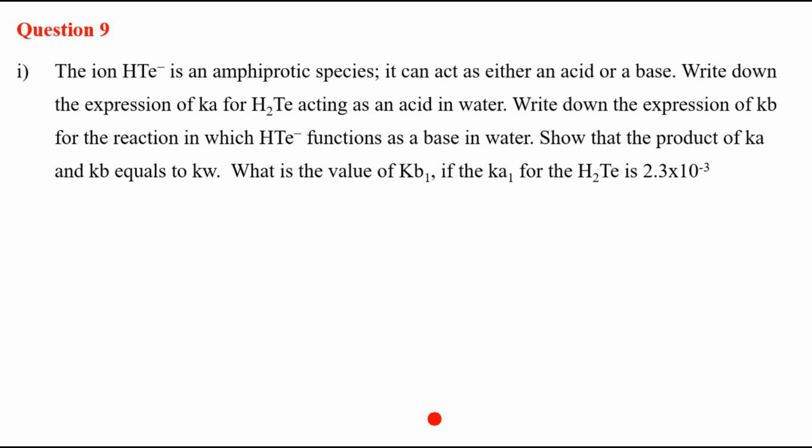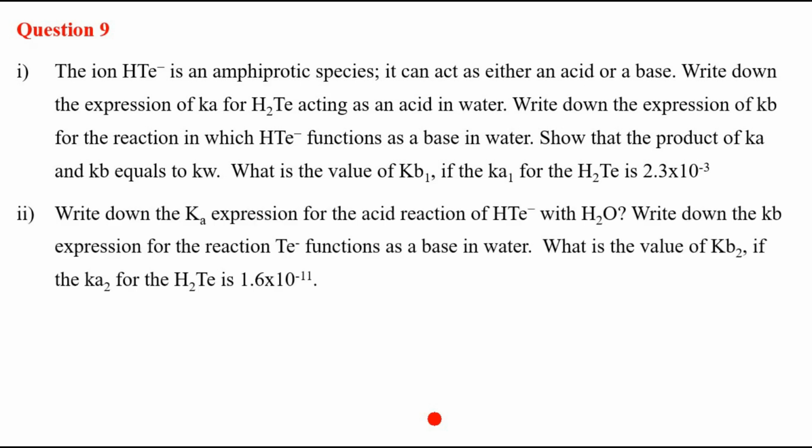So it has also another sub-question which says write down the Ka expression for the acid reaction of HTE with water. Write down the Kb expression for the reaction of TE functioning as a base in water. What is the value of Kb2 if the Ka2 for the H2TE is 1.6 times 10 power negative 11? So we have also another sub-question for this question.